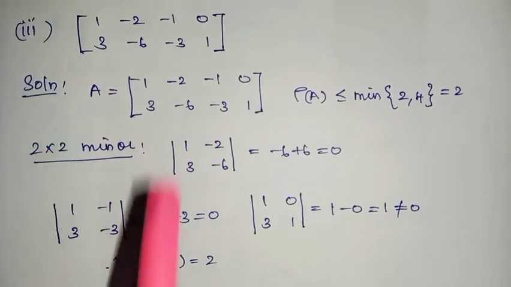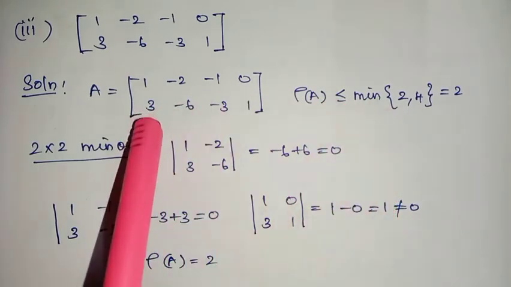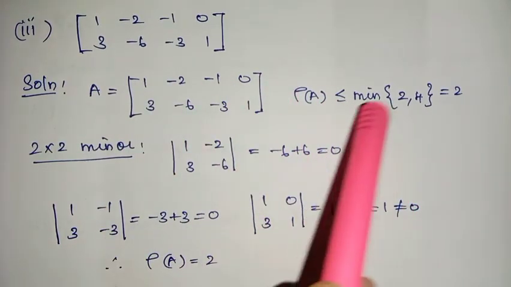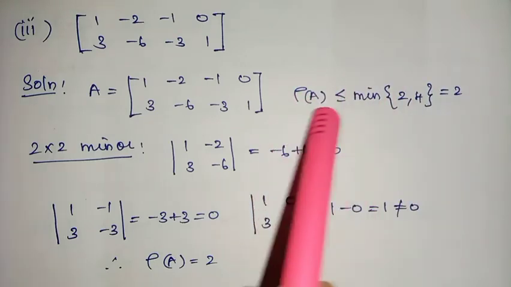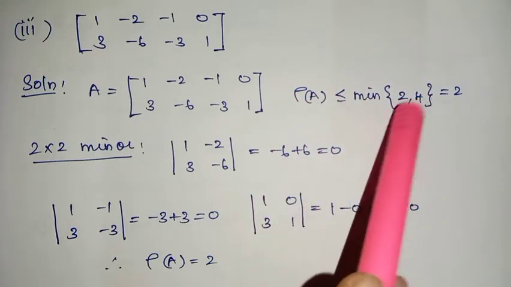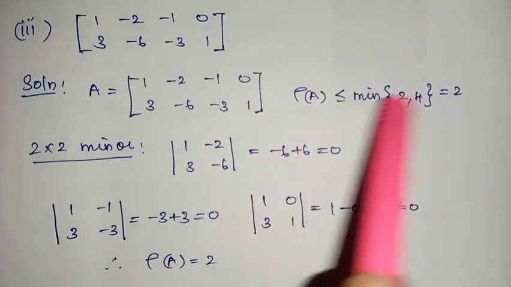Subdivision 3. Now name this matrix as A. Now we have to write the order. The order is 2 by 4. So minimum of 2 comma 4 is 2. So rank of A is 2. Okay, minimum of the 2 comma 4 means this 2 is the smallest number. So 2. So the rank of A is less than or equal to 2.